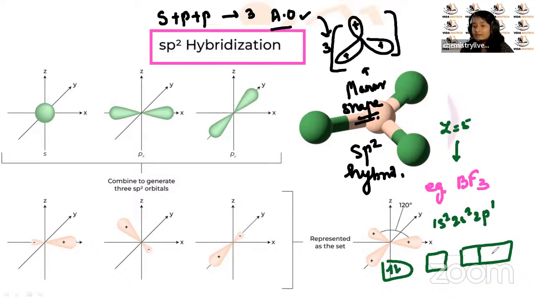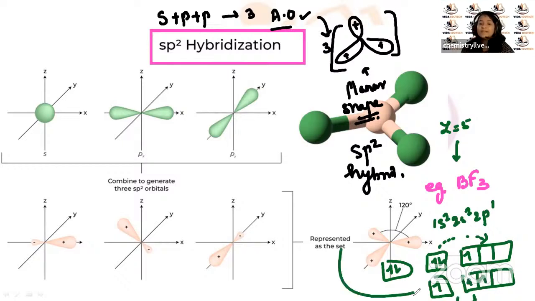Now there is 2 electrons here, there is 1 electron here. I'll shift 1 electron here. So this is going to have 1. This is going to have 1. So here you are getting sp2. You are going to get sp2 hybrid orbitals.